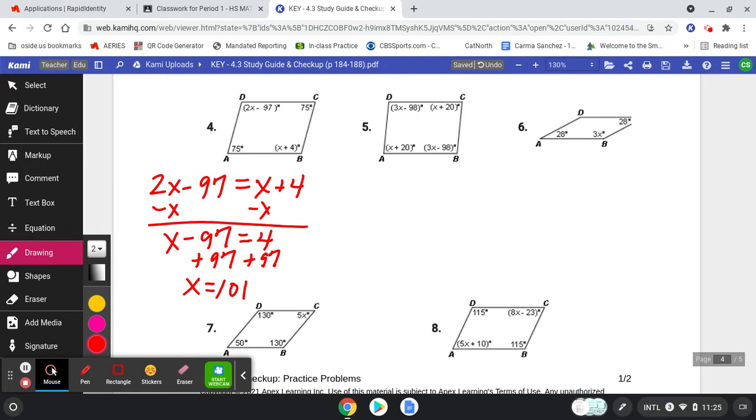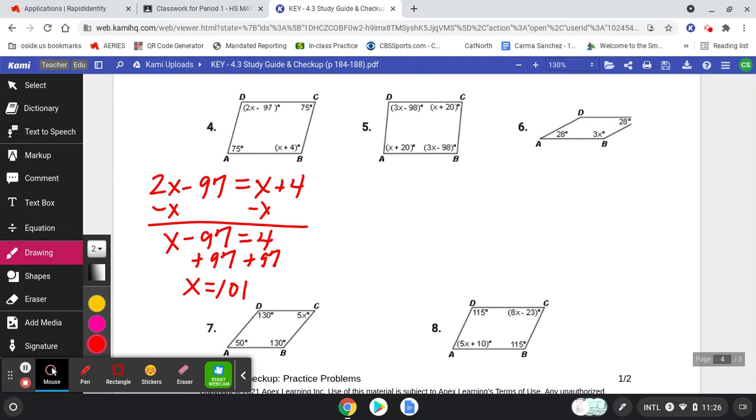And then the two side angles are supposed to be supplementary to that. So for us to fully get one of the measures of those angles, we would have to take 101 plus 4, and that makes 105. Or we would have to take 101 times 2 and then minus 97. Do you see how I could plug that x in to find that alternative value?